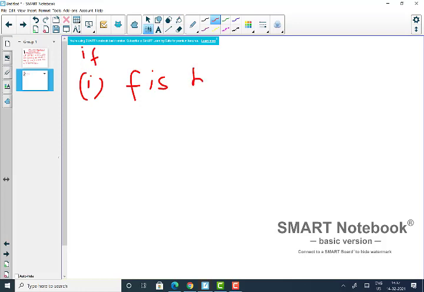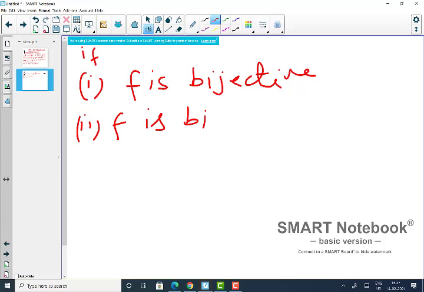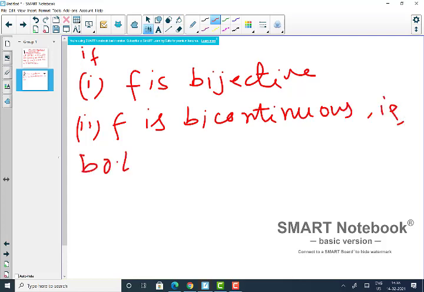and number two, if f is bicontinuous. I will tell you what we mean by bicontinuous. Continuous, that is both f and f inverse. So bijective means f inverse exists, right? So both f and f inverse are continuous.